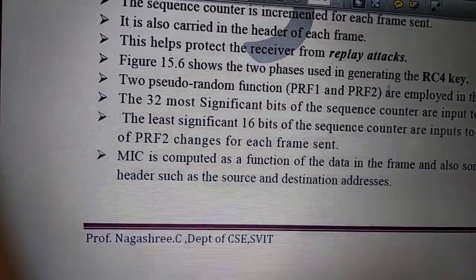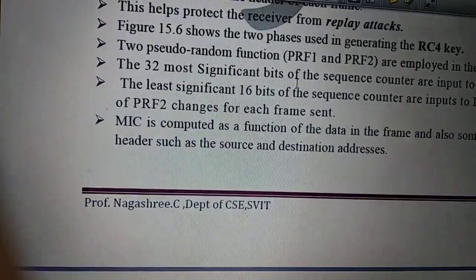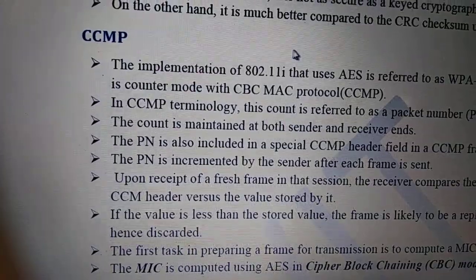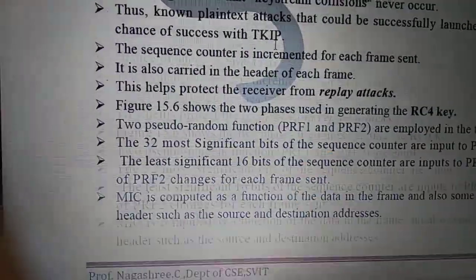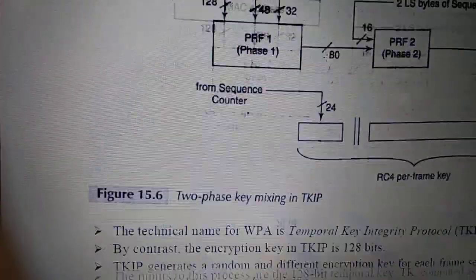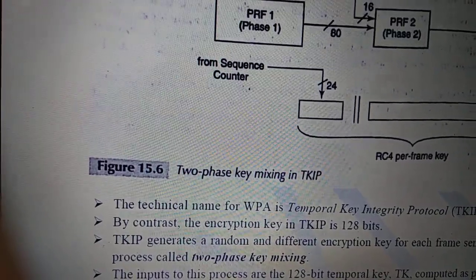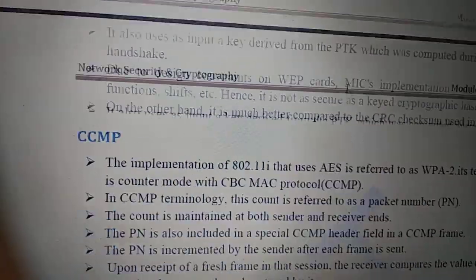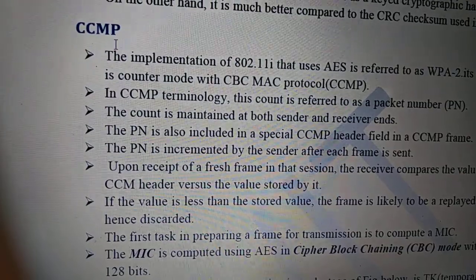So two phases are used to generate this RC4 key. After using that key, we perform RC4 encryption, right? So that is about the protocol. It is one very important question: explain data protection using TKIP and CCMP. So you should remember deriving this key for encryption with two phases. Then we are doing RC4 encryption, similar to WEP, right?